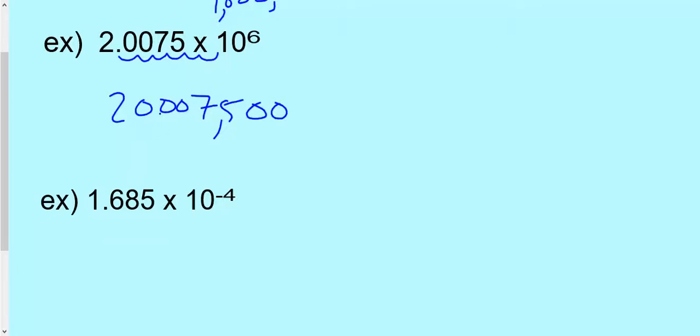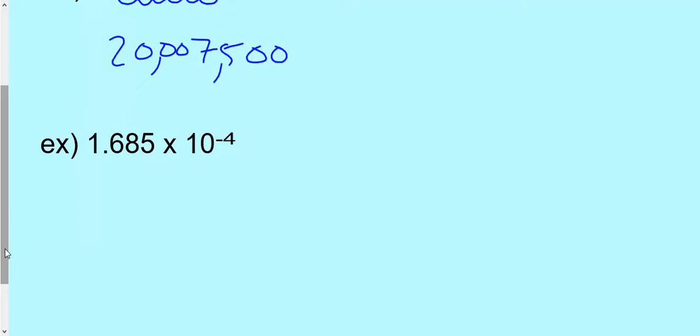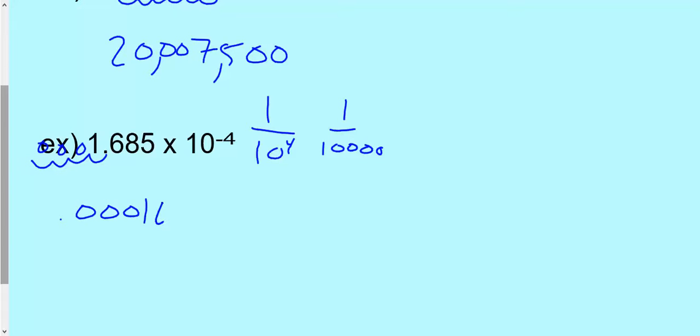There we go. This one you're taking 1.685, and you are dividing it by a very, very large number, or you're multiplying it by a very small number. So this number is going to get much smaller. 0.000165. And there you go.